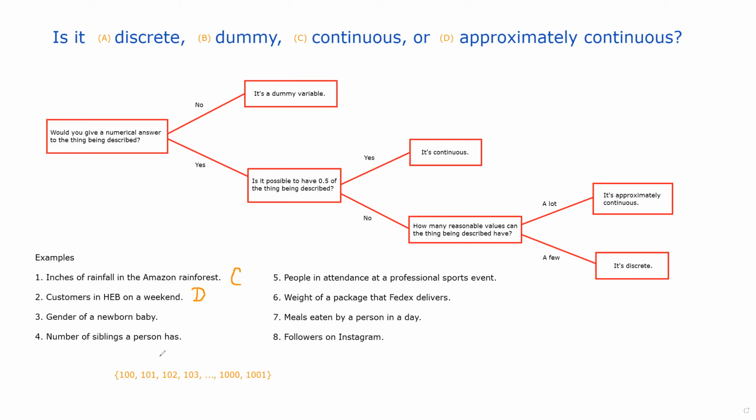Okay. Gender of a newborn baby. Would you give a numerical answer to the thing described? No, you'd probably say male or female. And so with that in mind, we're going straight to this box. It's a dummy variable. So we're going to say B.